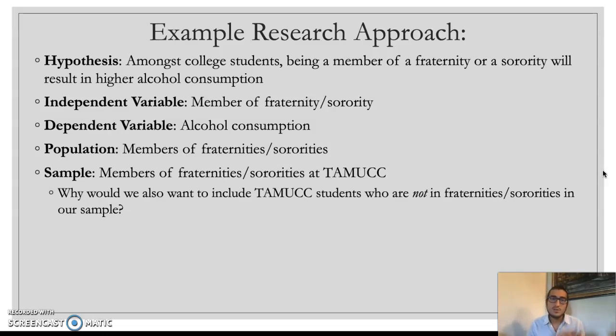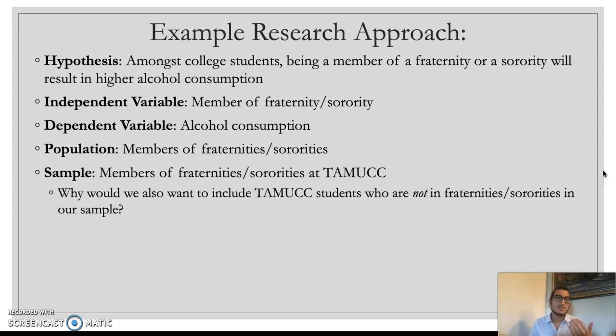Now, why would we also want to include TAMU-CC students who are not in fraternities and sororities in our sample? Why would we also want to survey college students at TAMU-CC that aren't in fraternities and sororities to gauge their alcohol consumption? Well, we'd want to do that so we could have a group to make comparisons against, right?